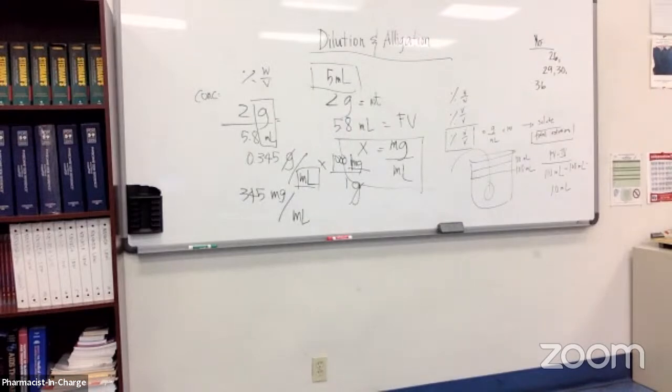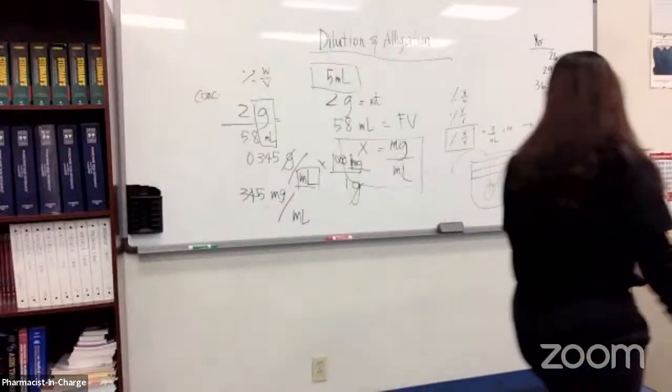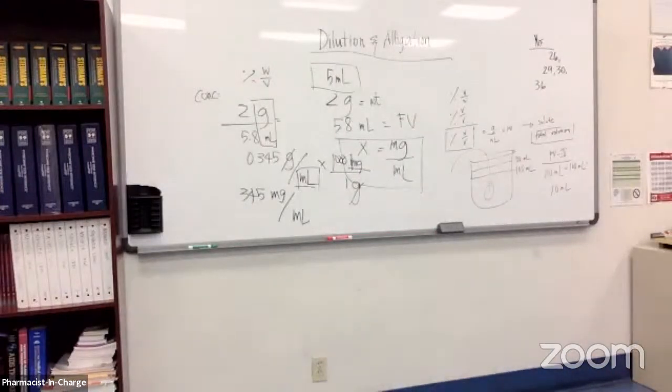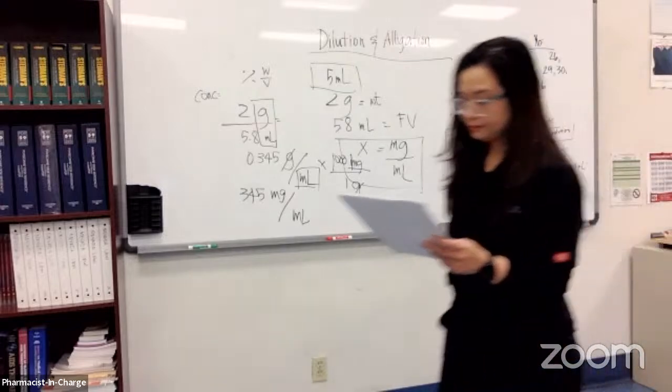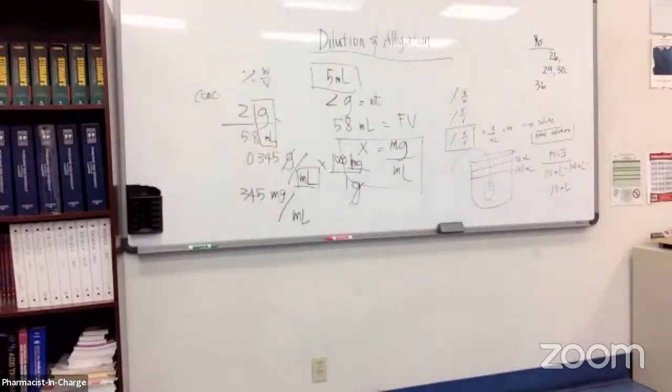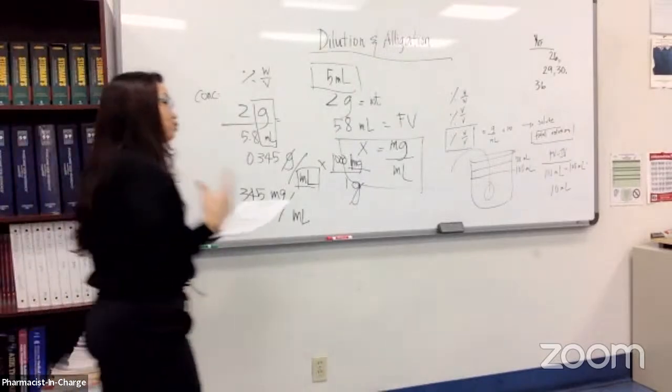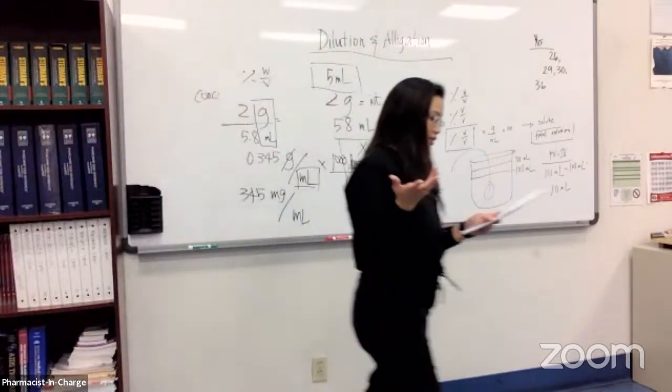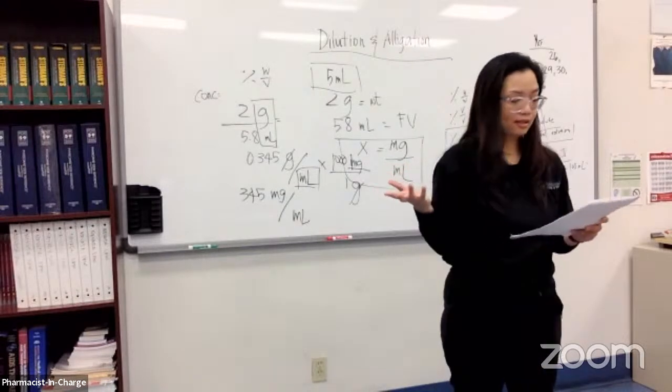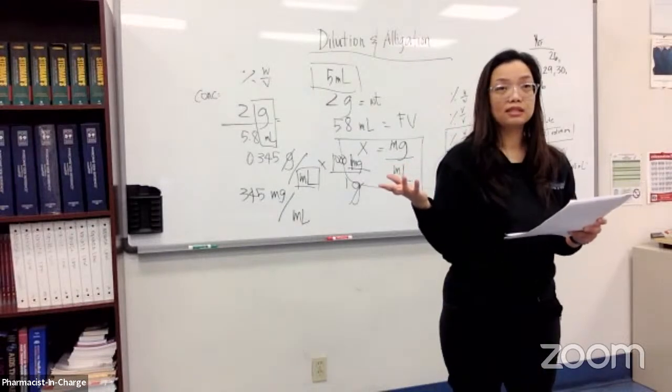Number 6. Easy. It's a simple conversion, and the quantity to be dispensed per dose. So the amount of drug that needs to be dispensed, quantity to be dispensed per dose. Then you convert. Okay, answer number 6.